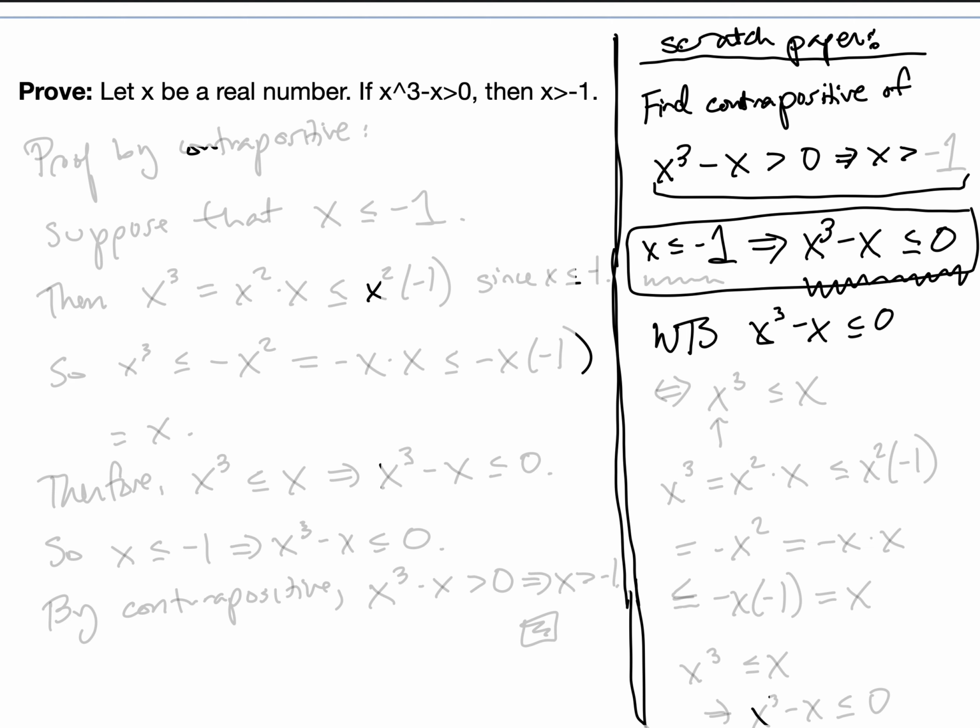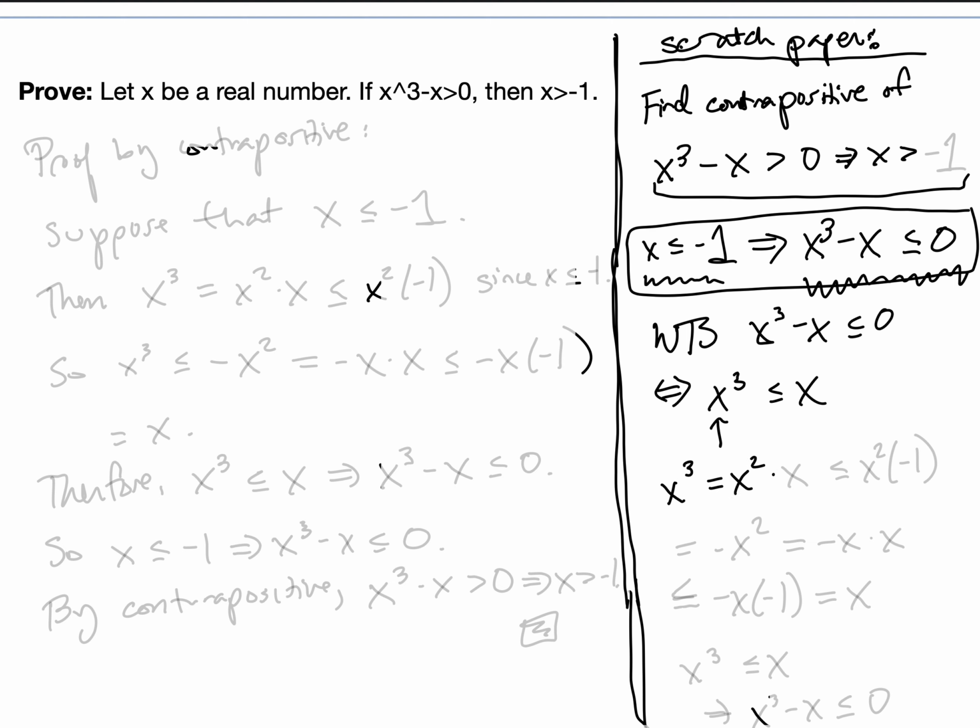We're not actually writing out clear logical steps yet. So we want to show that x cubed minus x is less than or equal to 0. Well, that's equivalent to showing that x cubed is less than or equal to x. And so how could I show that? One thing I could do is, if the only thing I know is that x is less than or equal to -1, I could start to break apart that x cubed, knowing that x is less than or equal to -1.